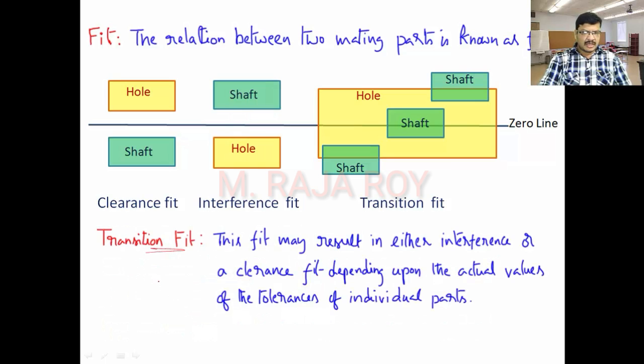Transition fit. Transition fit means it is varying from clearance to interference. So here it is clearance. Now here it is interference. So clearance to interference, it is varying something like this. So that kind of fit we will call it transition fit. So suppose one person X is manufacturing this particular typical component, then that will become clearance fit. Same component, suppose Y is manufacturing, that is becoming interference fit. Means typically from person to person it is varying from clearance to interference. That kind of fit we will call as a transition fit.